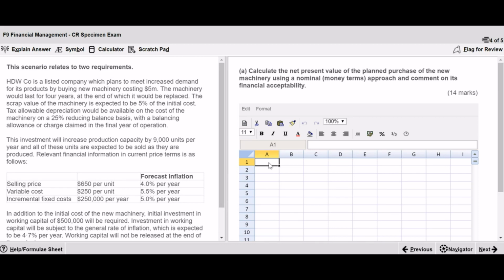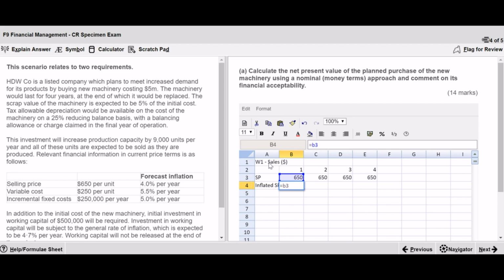Now to do this, the first thing is we need to get the workings out of the way. So I'm going to do the first working here, which is sales, and we work in dollars. It's a 4-year project, so I'm going to set up the years here. We have the selling price given to us, which is $650. We can just copy this selling price in all these years. But remember, this is not inflated. So we need the inflated selling price here, inflated by 4%.